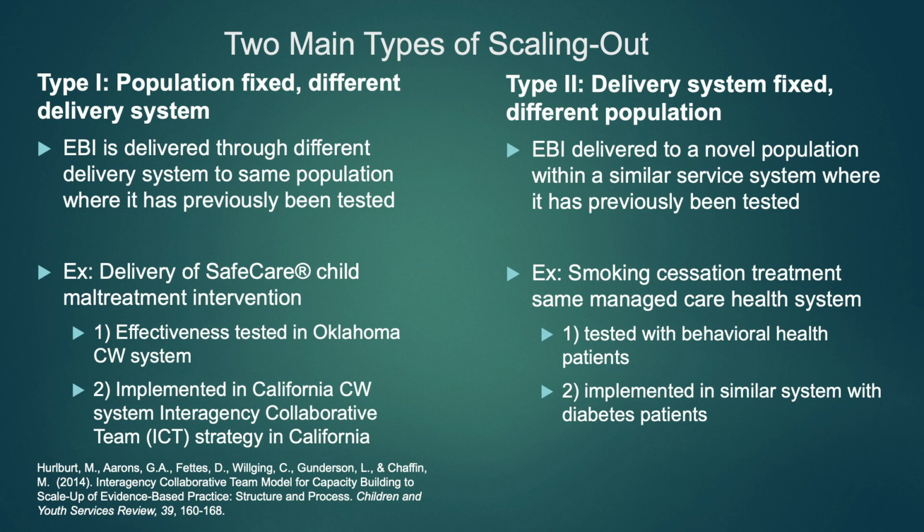The other example is a delivery system fixed with a different population. And the example here is an EBI delivered to a novel population within a similar service system. The example is a smoking cessation treatment in the same managed healthcare system, originally tested with behavioral health patients and then implemented in the same or similar system with diabetes patients. One where population is fixed, other delivery system fixed. We're starting to see some studies that are considering this approach as a way to build efficiency.